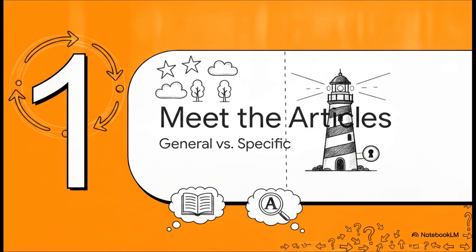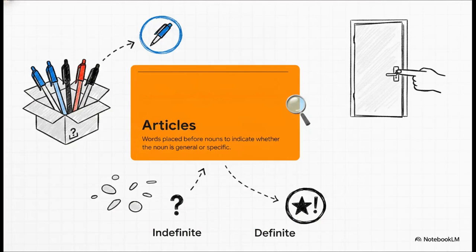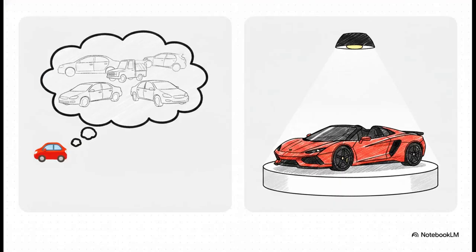Let's just dive right into what an article is actually doing in the English language. At their core, think of articles as tiny little signposts. They're just indicators telling us if a noun is broad and general, like saying you're going to buy a pen out of a massive box of them, or if it's highly specific and already known to both of us, like asking someone to close the door to a room. So indefinite simply means any of them, while definite means that exact one. This comparison really hits the nail on the head.